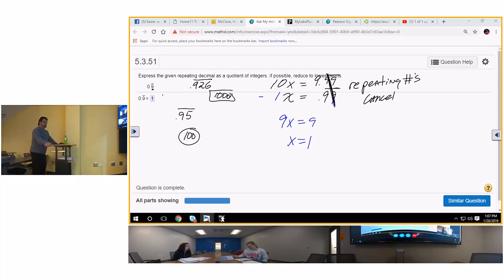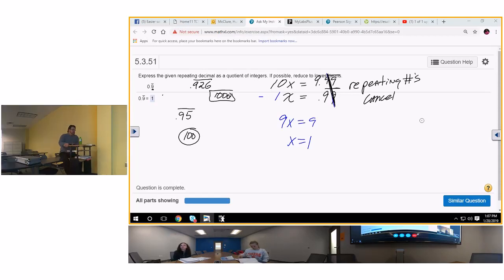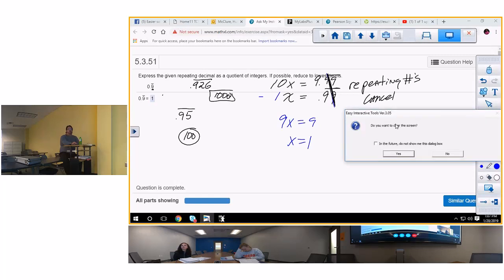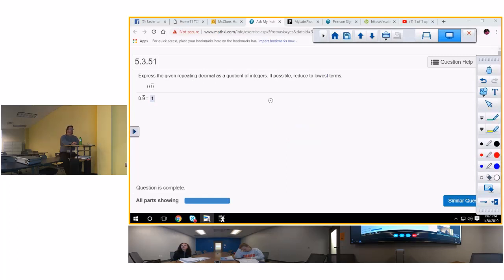Your test is going to be made up of 40% of 5.3, 40% of scientific notation, and then a few questions about other 5.1 or 5.2 or whatever. Glad you sent the question because every semester I get this question, and it's never on the test. At least I don't think it's on the test.